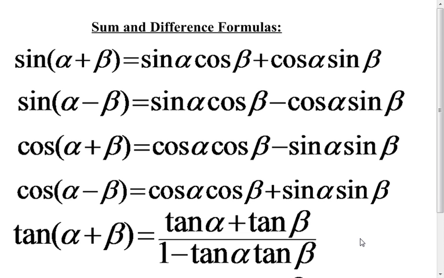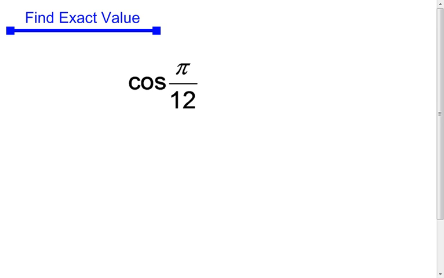but hopefully you won't think that they're too bad. And I don't think they will be. But you have to use these formulas every time you use a sum and difference problem. Okay, so our first problem, we have to find the exact value. That means you're not going to go to your calculator and get a decimal for it. You have to find the exact value for cosine at pi over 12.